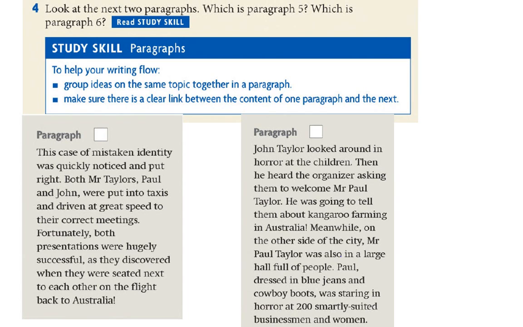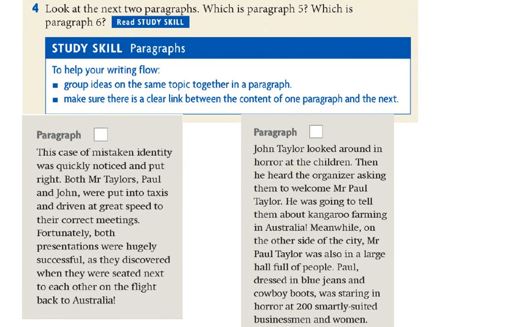Exercise number 4. Look at the next two paragraphs, which is paragraph 5 and which is paragraph 6. And there is a study skill here. Study skill about paragraphs. To help your writing flow, group ideas on the same topic together in a paragraph. Make sure there is a clear link between the content of one paragraph and the next.